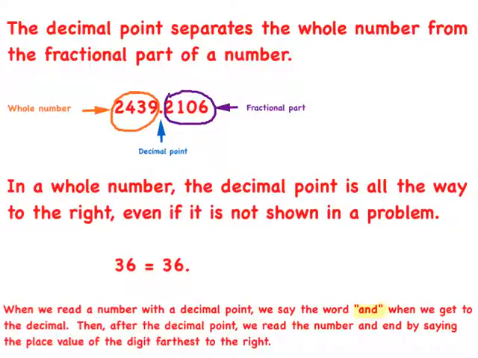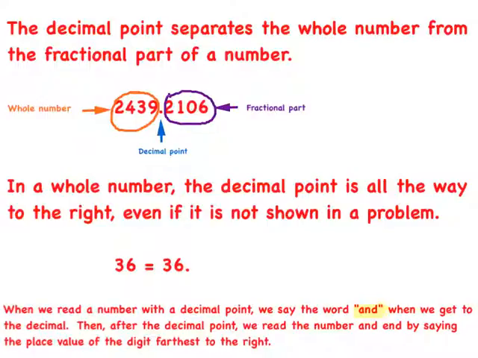So now we're going to talk about decimals and reading and writing them correctly into the thousandths place. The decimal point is what separates the whole number from the fractional part of a number. We're used to seeing the whole numbers, and then we have a decimal point, and then any digit to the right of the decimal point is the fractional part.